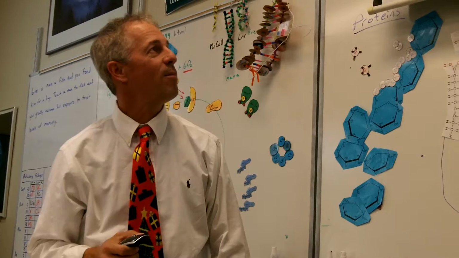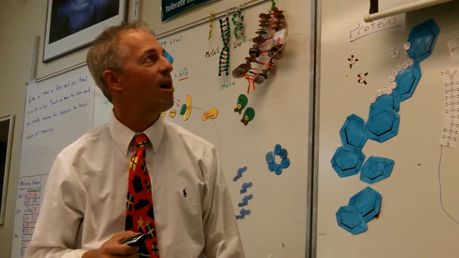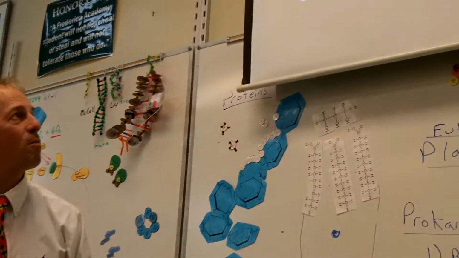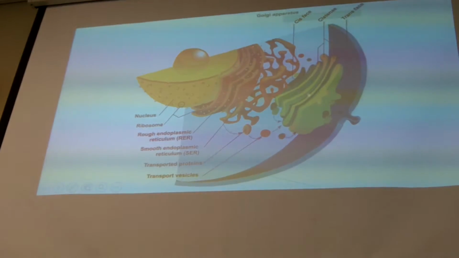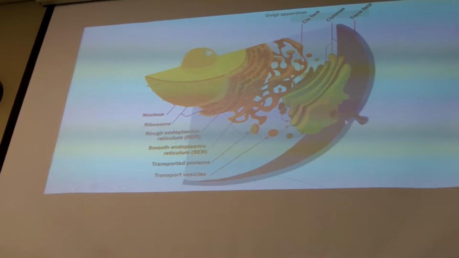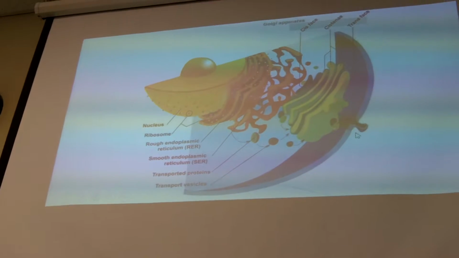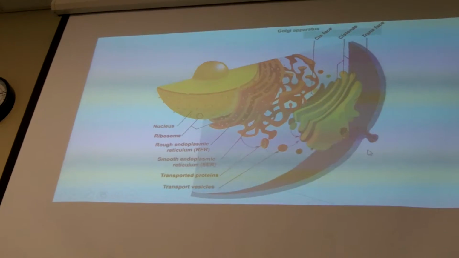The Golgi apparatus assembles, modifies, and packages proteins and lipids coming from the endoplasmic reticulum into some final product. And then that final product can be released to go outside the cell.